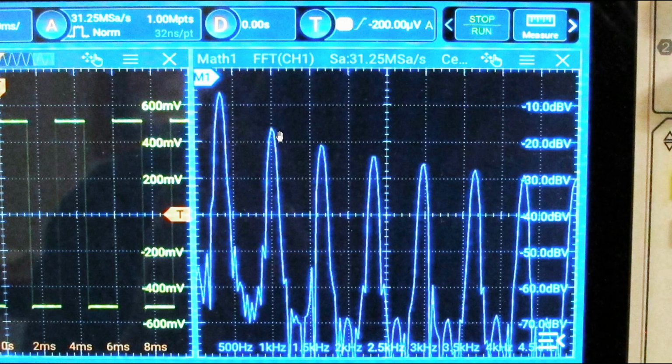The next harmonic in the square wave, which is non-zero, is in fact the third harmonic. So this was 330 hertz. This is about 990 hertz, about a kilohertz. Its amplitude is 10 dB lower than this one, and that's because it's 1/3 in voltage of the fundamental.